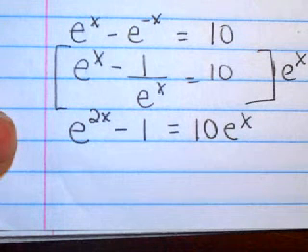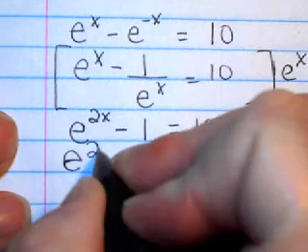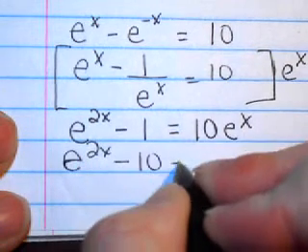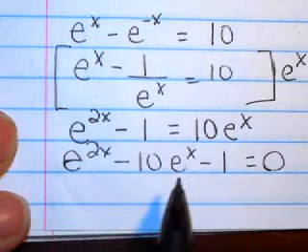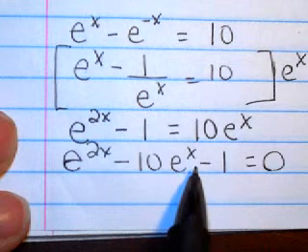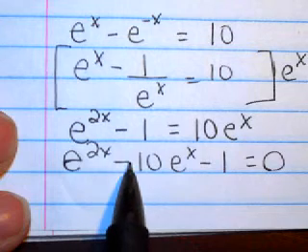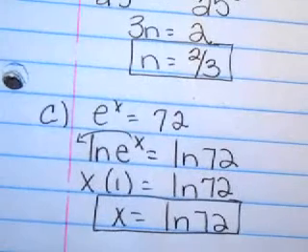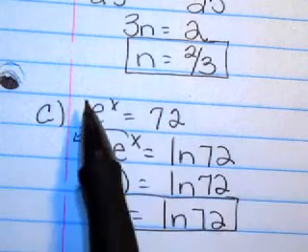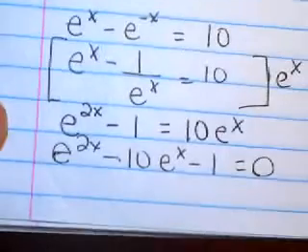Alright, well, I've got what looks like a quadratic formula, e to the 2x minus 10e to the x minus 1 equals 0. The thing of it is, I have e to the x, and some of you are saying, well, put natural logs on it. I can't do that because I have a subtraction sign. That only works if I have e to the x by itself.